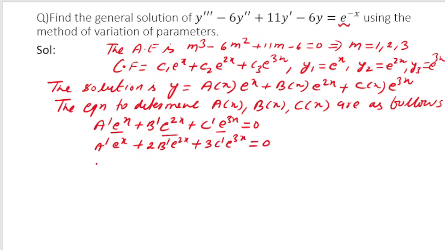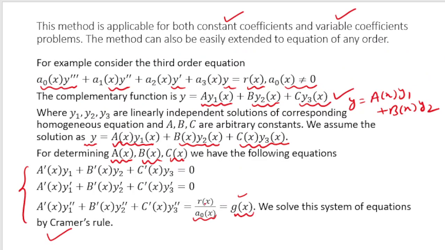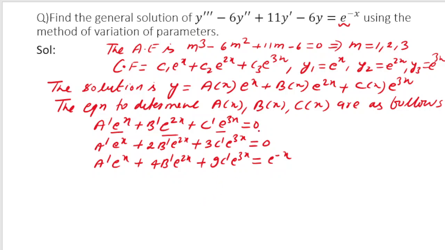And then we differentiate it again, so it will remain the same, a dash e to the power x. It will become 4b dash e to the power 2x, and it will be 9c dash e to the power 3x, and that is equal to g(x), that is the right hand side divided by the highest order coefficient. So it is equal to e to the power minus x. I hope you remember this. This is what I have to write, r(x) by a naught(x). Now these are the three equations that we have to solve.